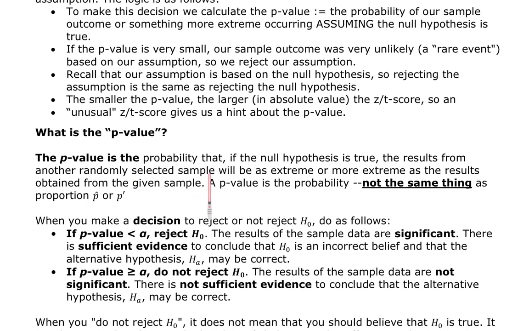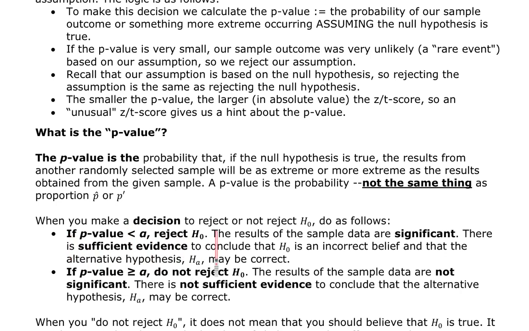The p-value is a probability that, if the null hypothesis were true, the results from another randomly selected sample will be as extreme or even more extreme than the results obtained from the sample that we are looking at. A p-value is a probability. It is not the same thing as a proportion, so it's not p hat, p hat prime, or even p bar. This is a probability, not a proportion.